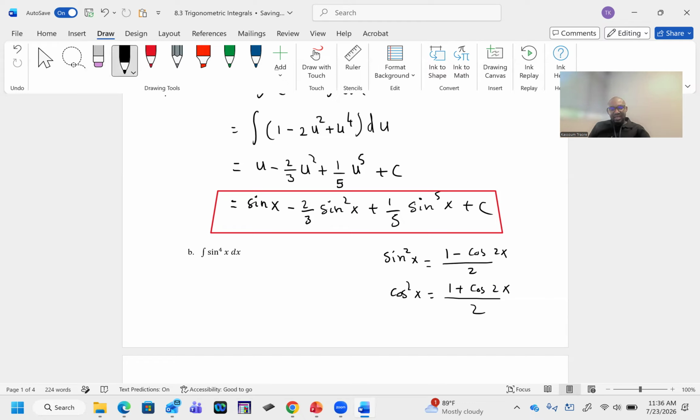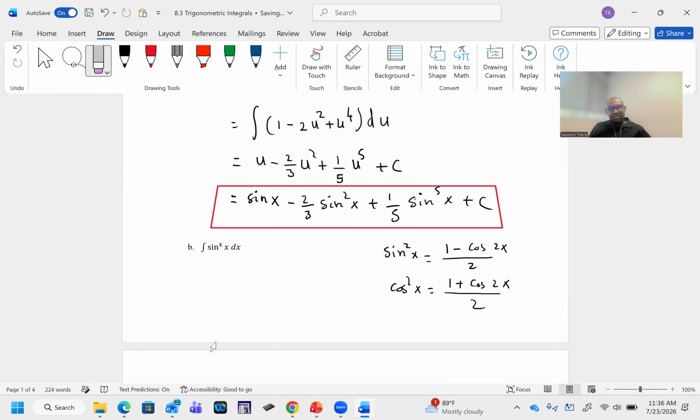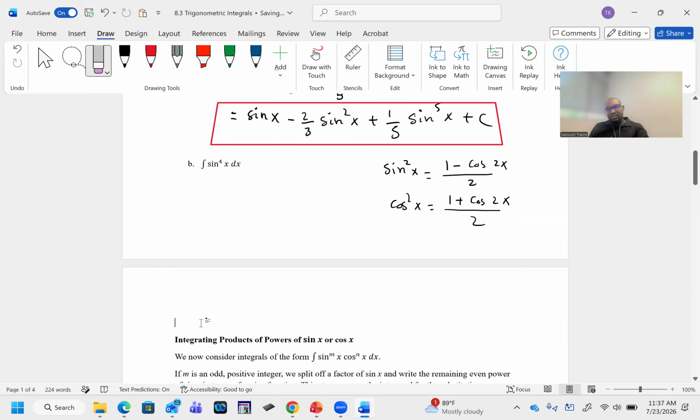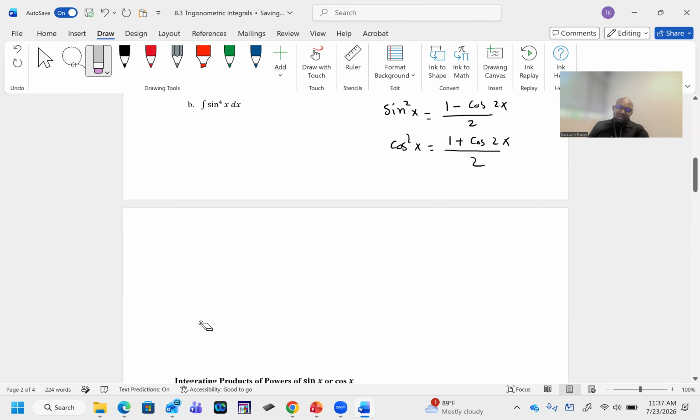So first thing, let me start my integral below. I will write the integral of sine to the power of 4x dx, which can be rewritten as the integral of sine squared x times sine squared x, right? So I'm going to reduce the power.